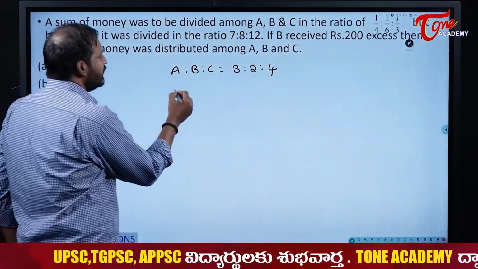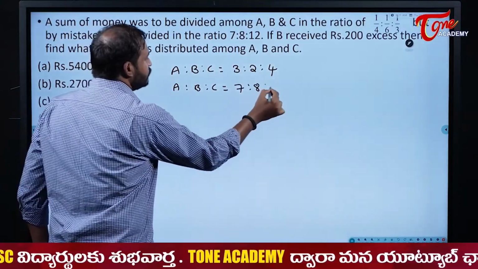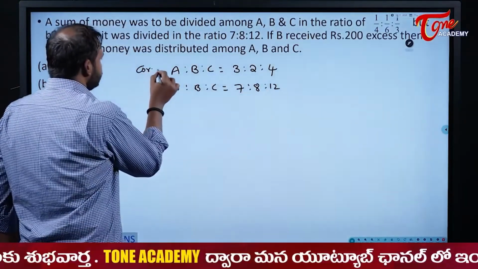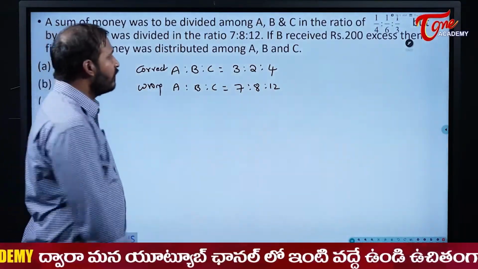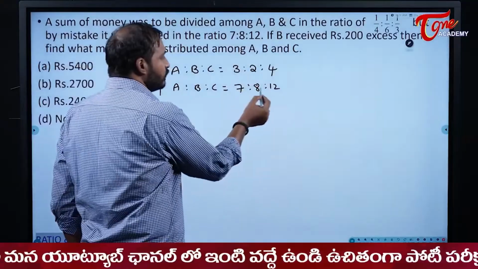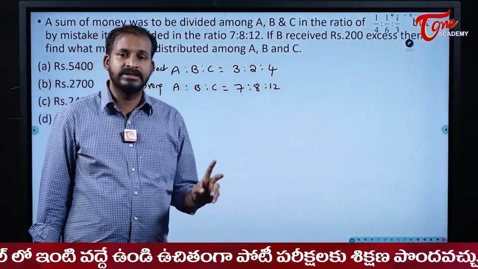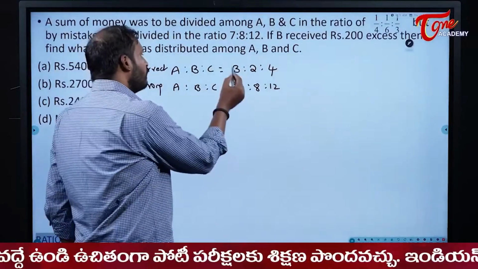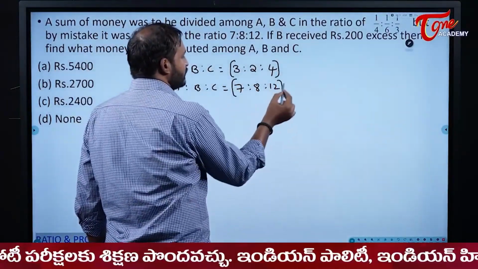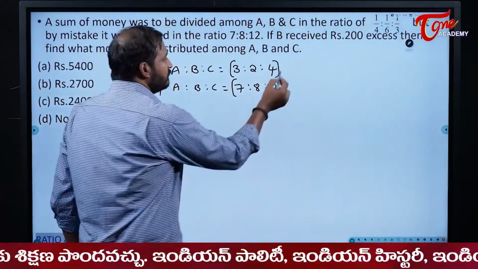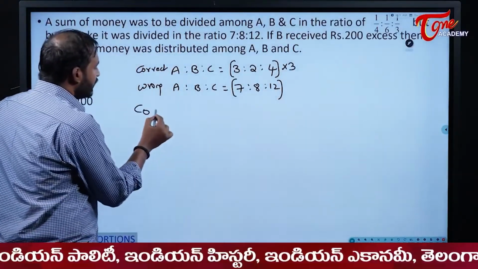But by mistake they divided in the ratio of A:B:C as 7:8:12. This is correct and this one is wrong. Mistake means wrong calculation, right? So now what is the total sum I have here? 9. What is the total sum I have here? 27. 7 plus 8 is 15, 15 plus 12 becomes 27 for us here. So now this sum is totally 9, right? And this sum is totally 27. So now what I need to do? I need to multiply this with 3. When I multiply this with 3, now my correct one became what?